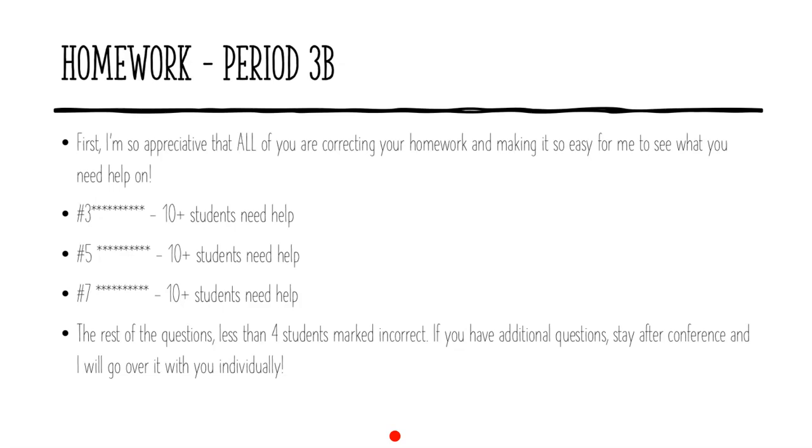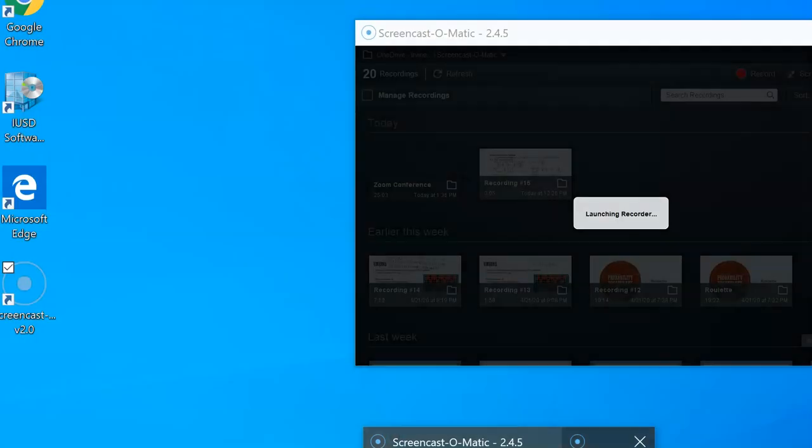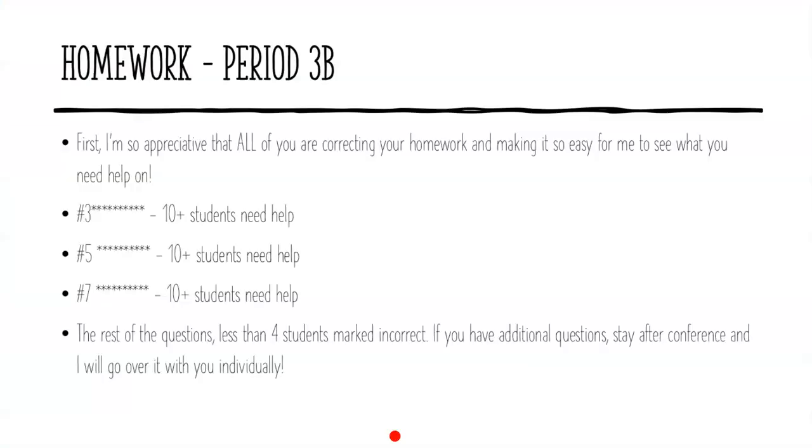For period 3B, I went through all your homework assignments and started tallying the specific questions that were being missed. A couple of you asked about question 4, a couple asked about question 9, but it was definitely not the majority. At some point, I stopped counting for your class because more than 10 students had numbers 3, 5, and 7 circled. So those are obviously the questions that I want to go over. And if you have other questions, you can wait till the end of conference and I'll go over that with you individually.